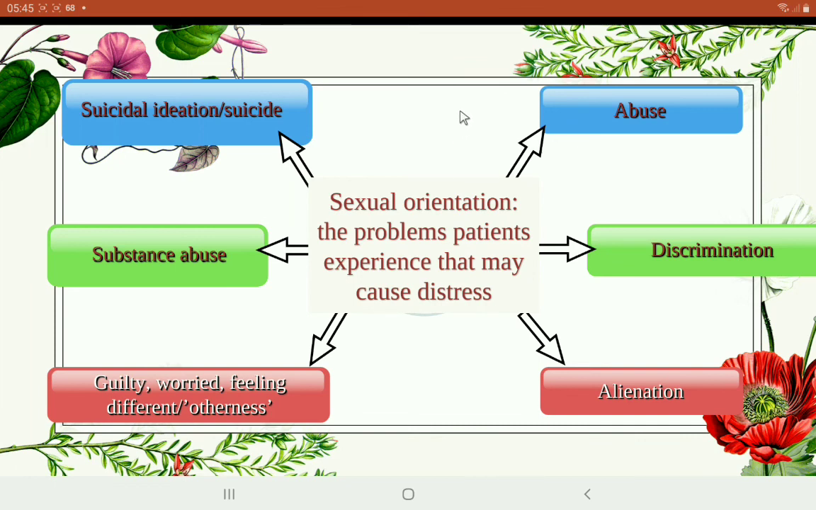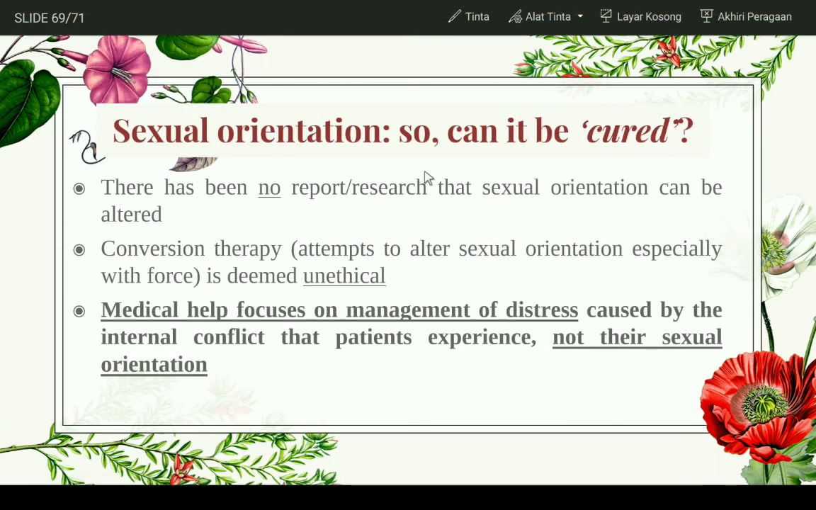We must note many problems that can occur in a patient with homosexuality. The first is suicidal ideation or suicide, abuse, discrimination, alienation, guilt, worry, feeling different, and also substance use. So, can homosexuality be cured? There has been no report or research that sexual orientation can be altered. Conversion therapy, or attempts to alter sexual orientation, especially with force, is deemed unethical. Medical help focuses on management of distress caused by the internal conflict that patients experience, not their sexual orientation.